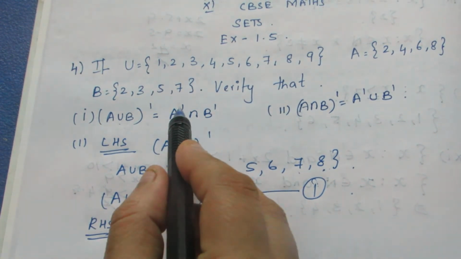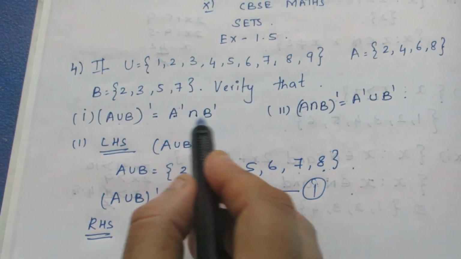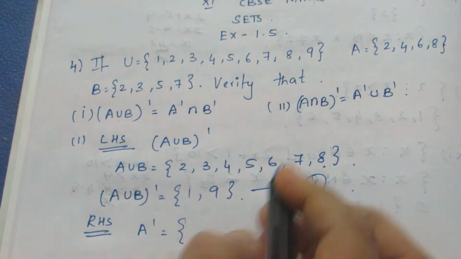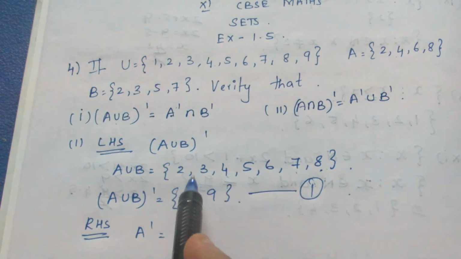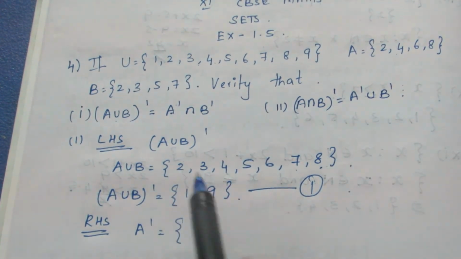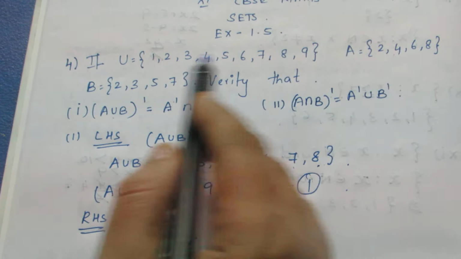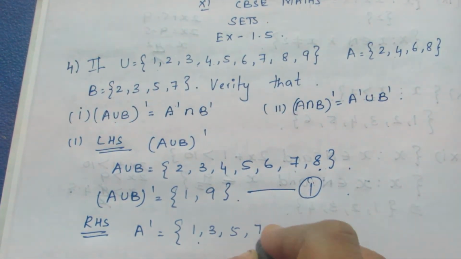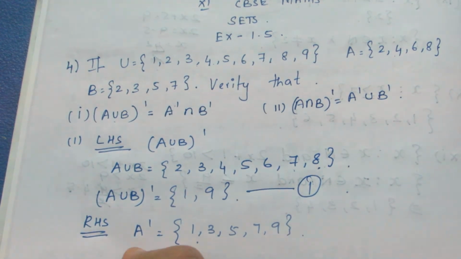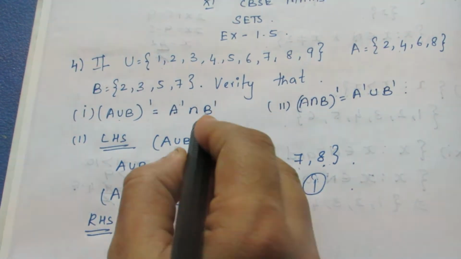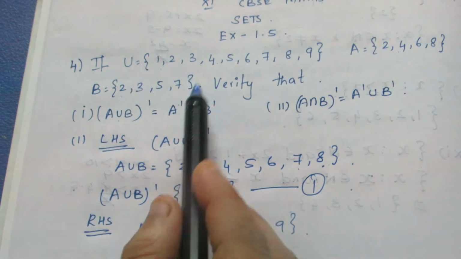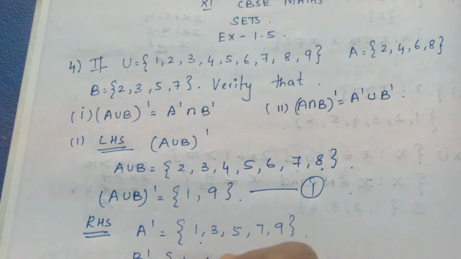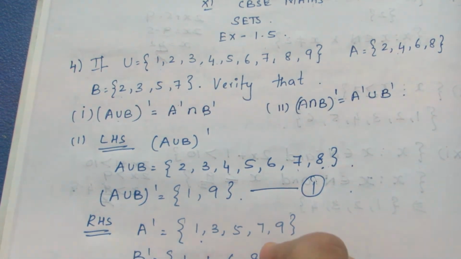For RHS, we need to know A complement and B complement to find the intersection of these two. A complement will be leaving A, the rest in the universal set. Complements are leaving that number, the rest in the universal set. So leaving A, the universal will be 1, 3, 5, 7 and 9. So we need to find B complement. B complement is leaving this, the rest in the universal set. So it will be 1, 4, 6, 8 and 9.